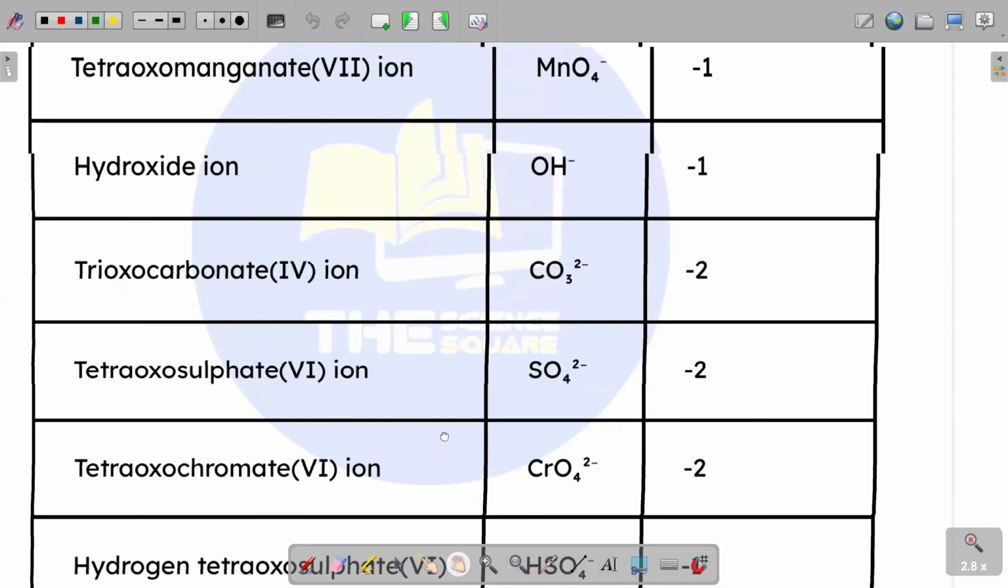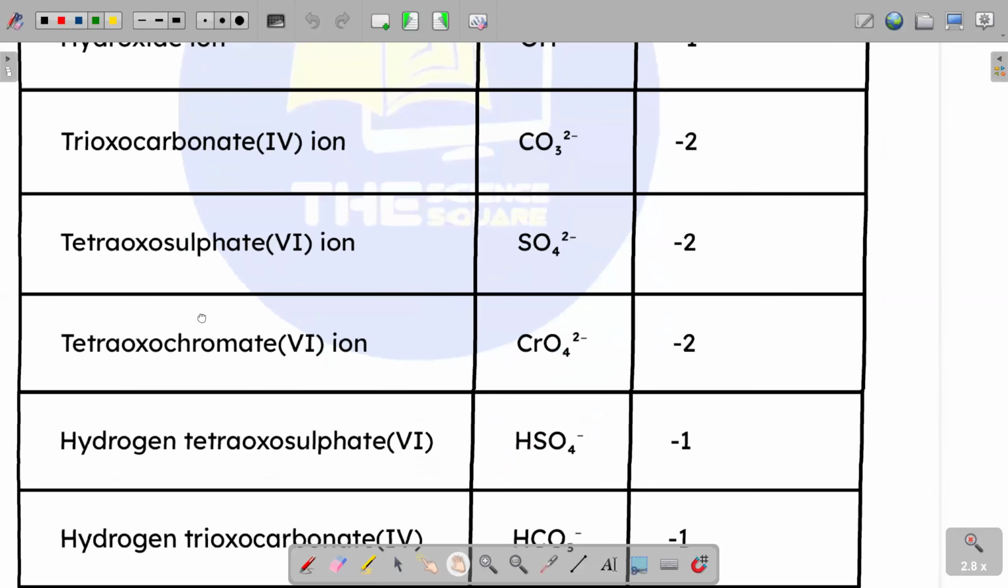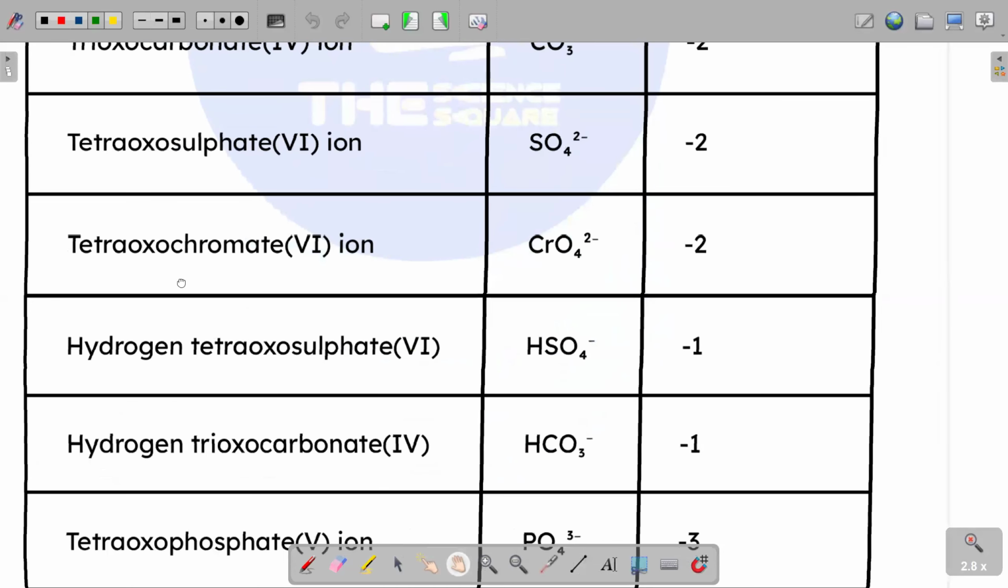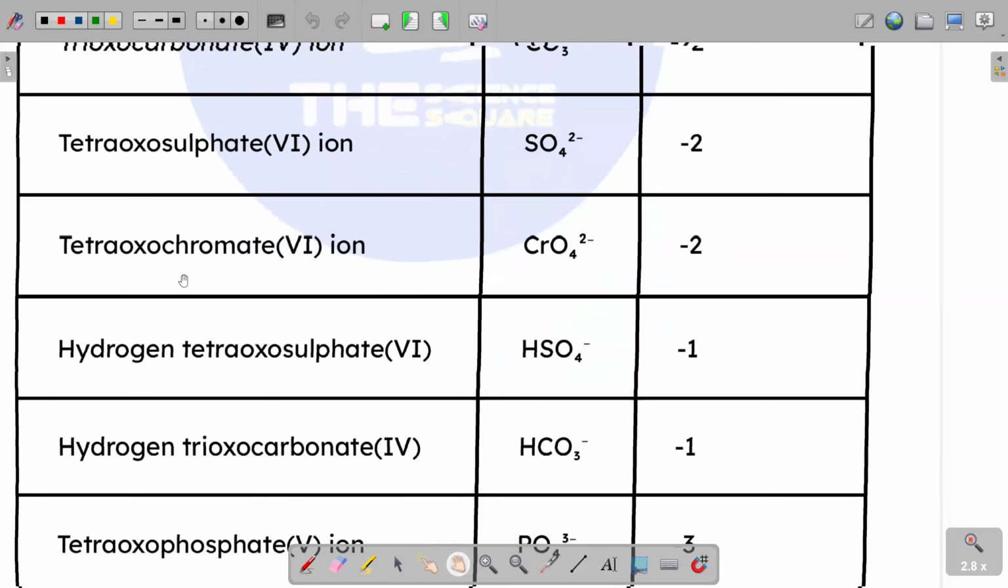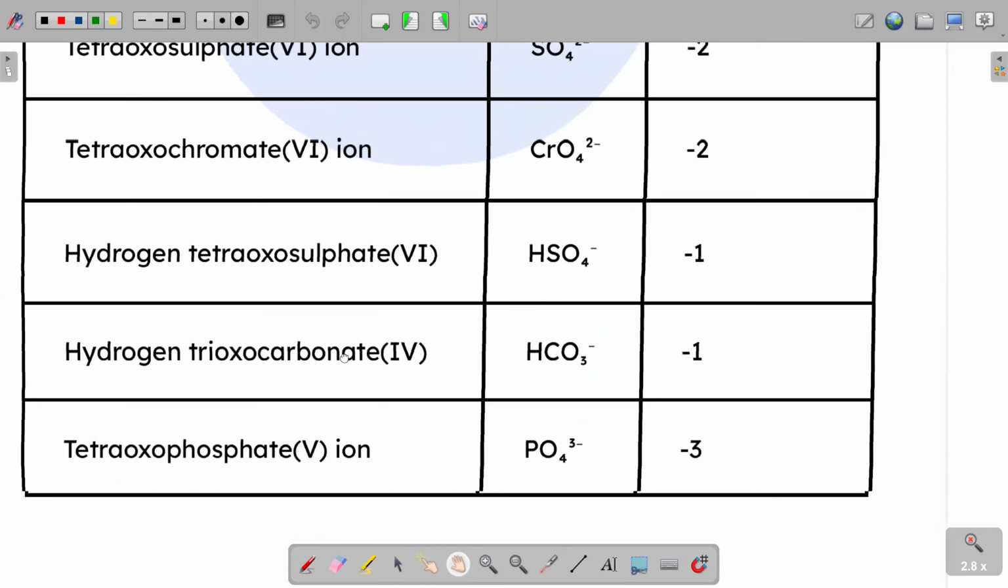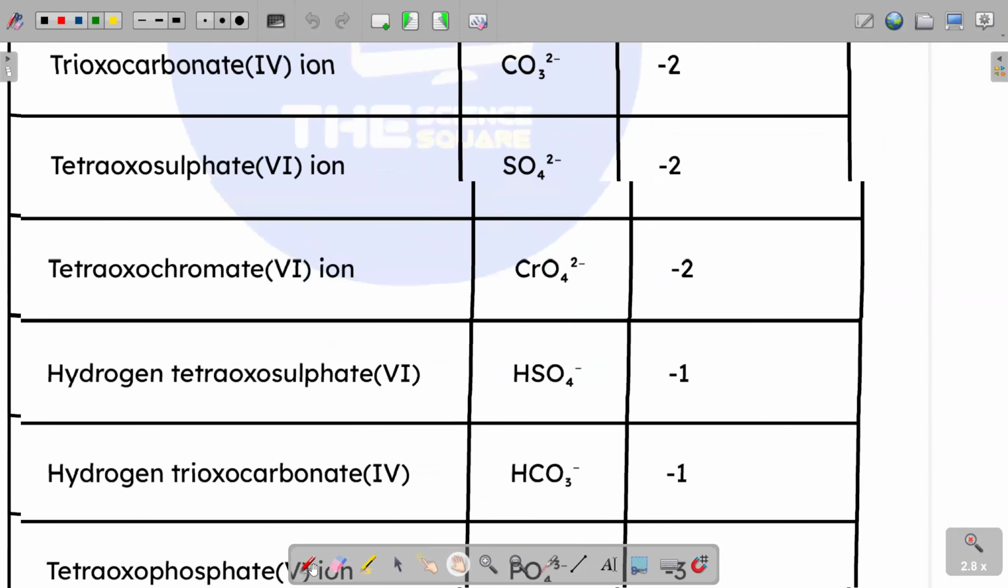So it's very, very important that you are familiar with the oxidation state of these radicals. Because in a case where you have them combining with other elements or other atoms of an element, we'll be able to know which valency you are going to use for their combination. Okay, let's just look at a typical example of that.